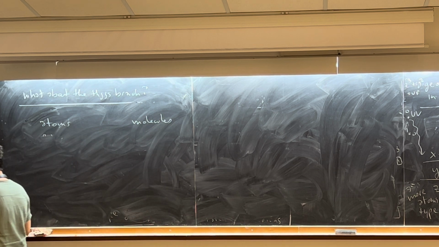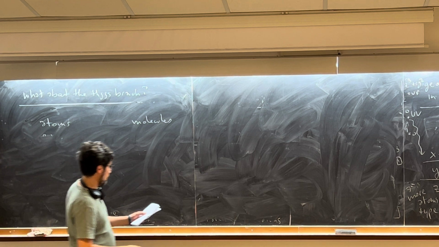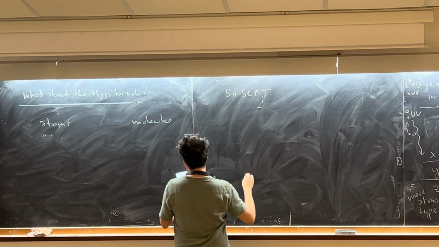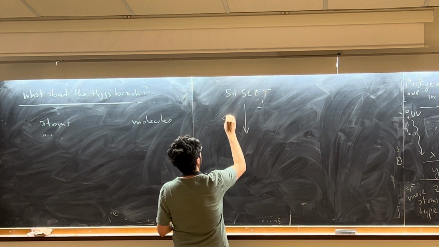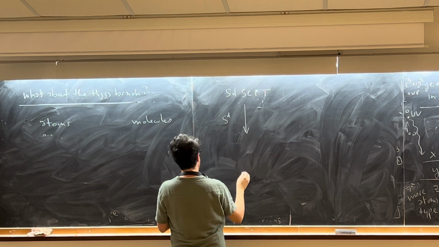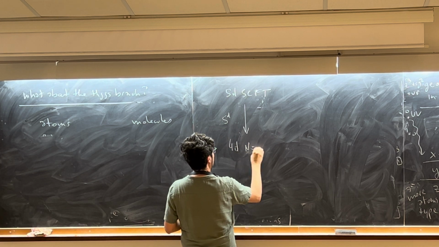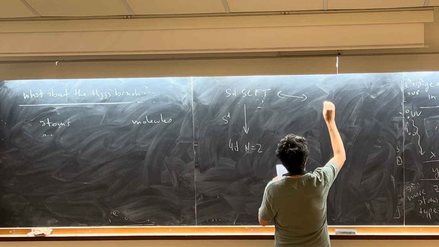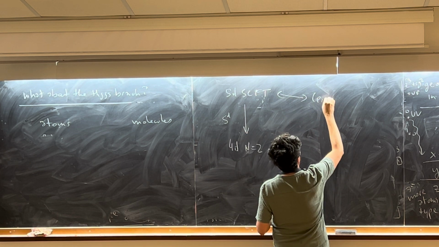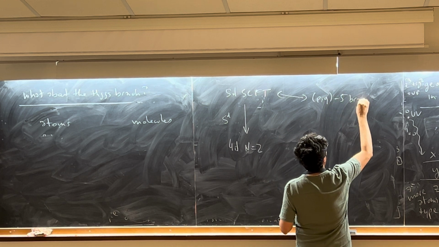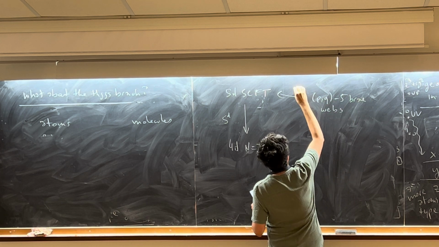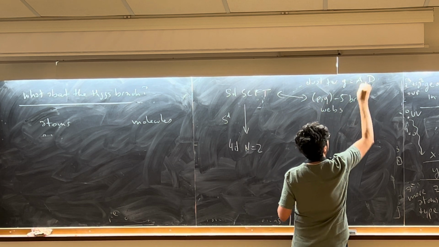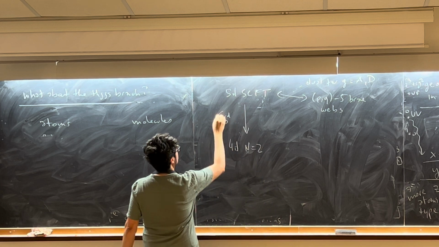So the logic is always the same. We have a 5D theory. We perform a circle reduction. We obtain a 4D theory. And then we also have a dual description in terms of a web of PQ5 branes. This is a dual for G equal to A and D. This one is always true.